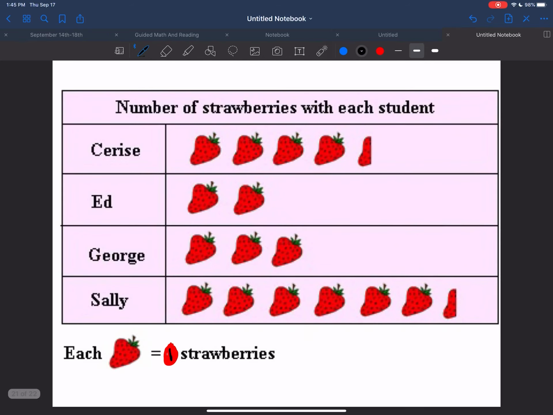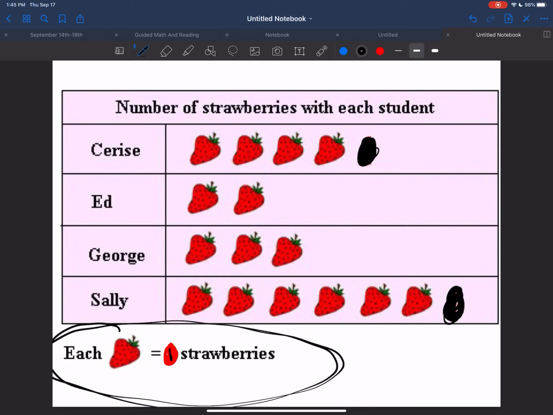Now, this is a pictograph. We see the pictures in the graph. All right, and I'm actually going to change this one because I wanted to start off with one like this. So we're going to ignore these black circles here, okay? Now, with a pictograph, it is very, very important that we look at the key. The key tells us how much each picture is worth. So in this pictograph, each picture, each strawberry, is worth 1.